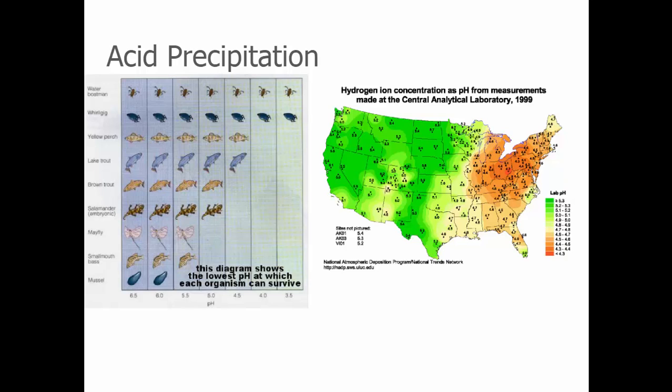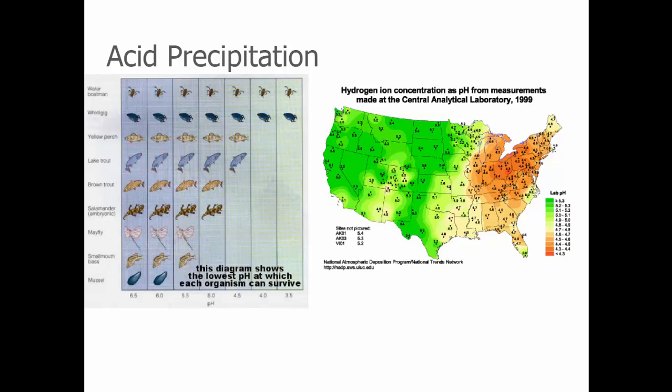And then salamanders, and brown trout, and lake trout. So if the pH of a lake, for example, gets down to 4.5 or 4, very few organisms can survive. Only a couple types of insects are able to survive. So as these ecosystems become more acidic, there will be more damage to these organisms.